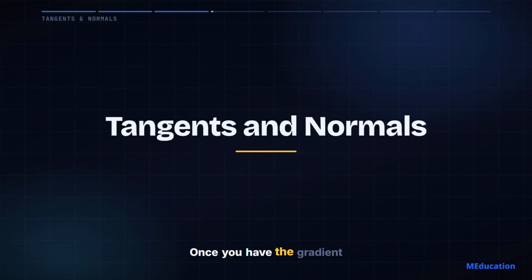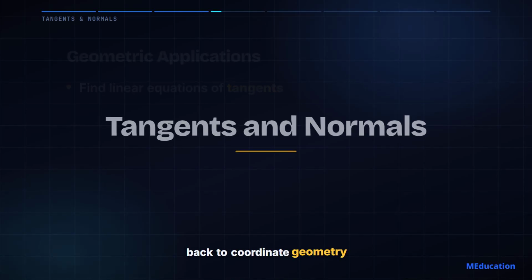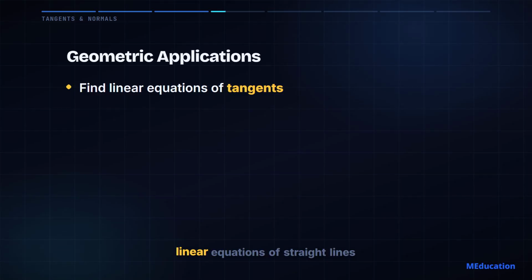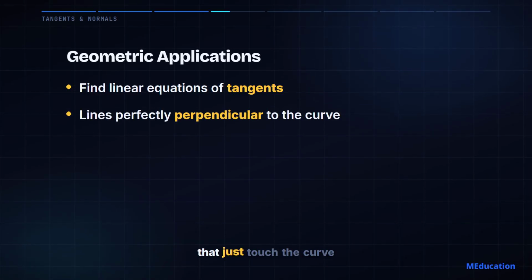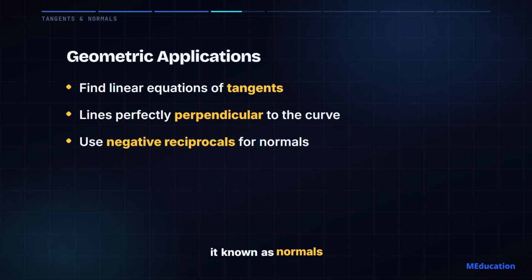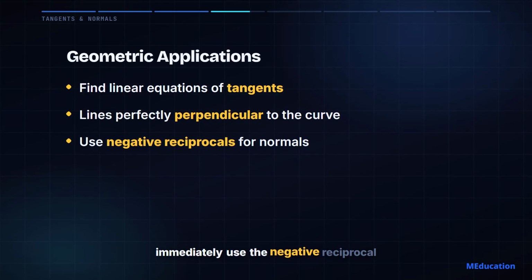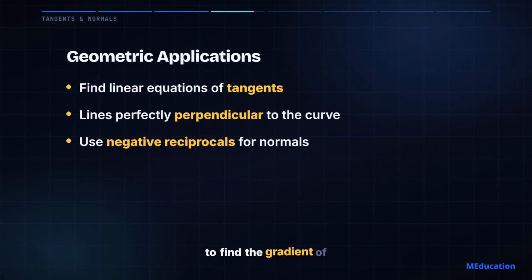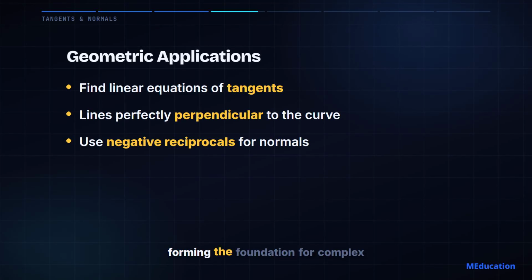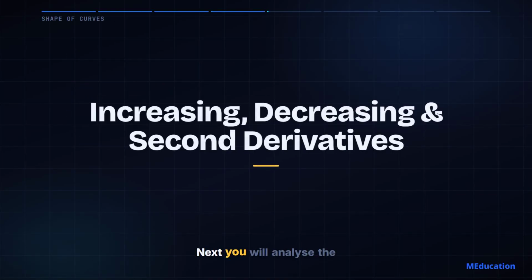Once you have the gradient function, you will bridge calculus back to coordinate geometry. You will find the exact linear equations of straight lines that just touch the curve, known as tangents, or cut perfectly perpendicular to it, known as normals. Remember, examiners expect you to immediately use the negative reciprocal to find the gradient of a normal, forming the foundation for complex intersection problems. Next, you will analyze the shape of the curve itself.